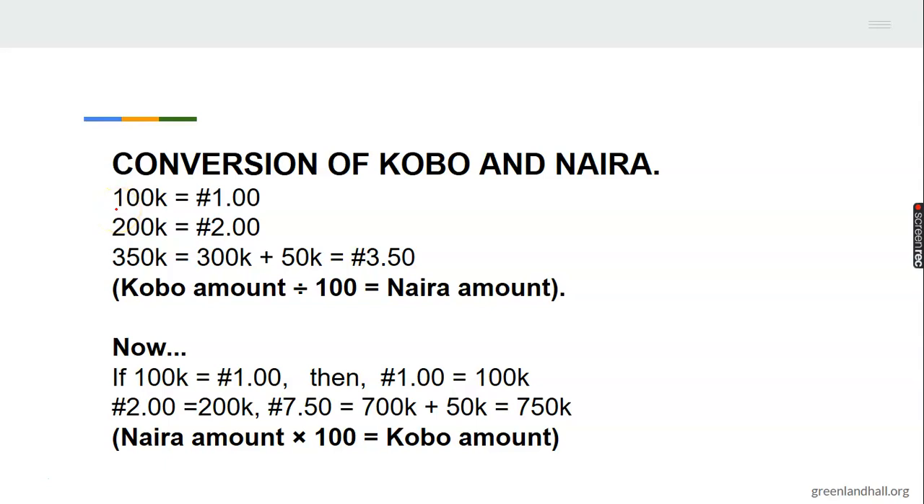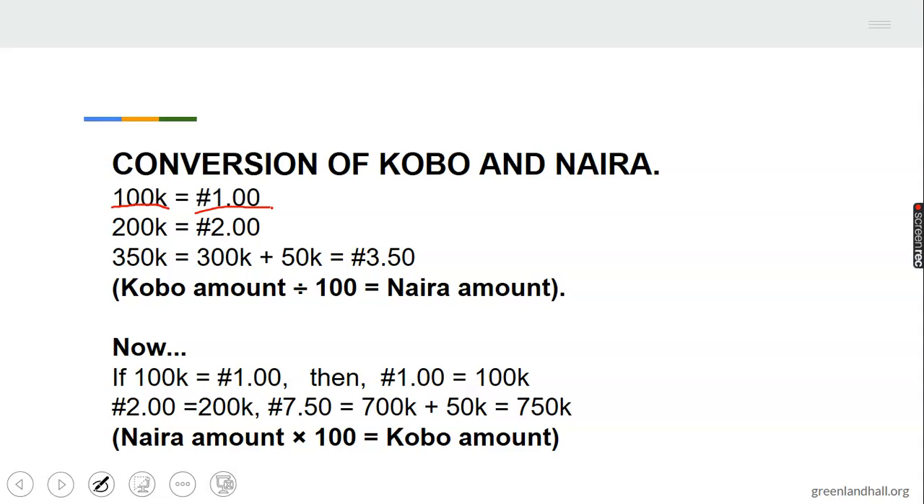100 kobo is the same thing as 1 naira. Look at it here. If you have 100 kobo, that's the same thing as 1 naira. Even though 100 kobo sounds as if it's much, it's really not much, because you cannot really buy anything with 1 naira now. So 100 kobo means 1 naira.